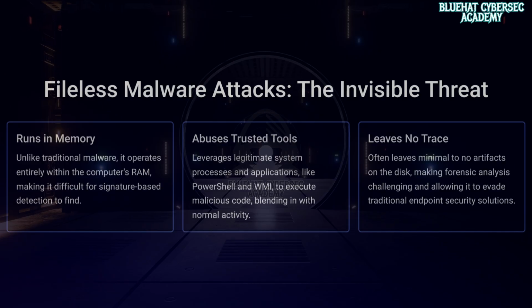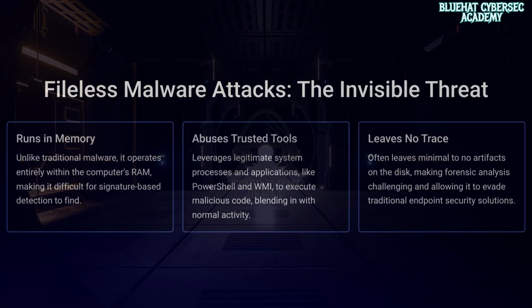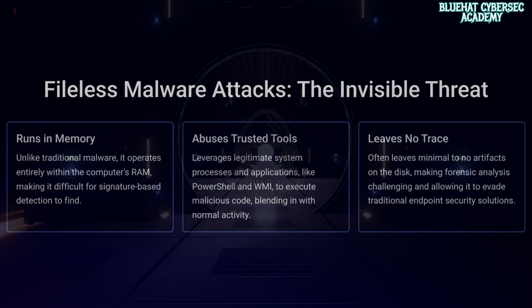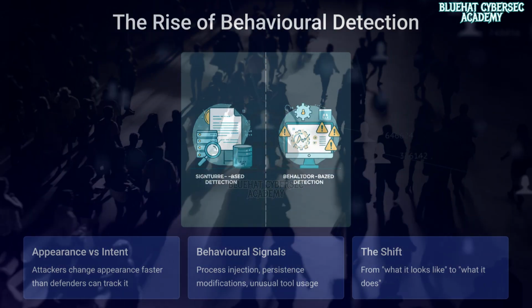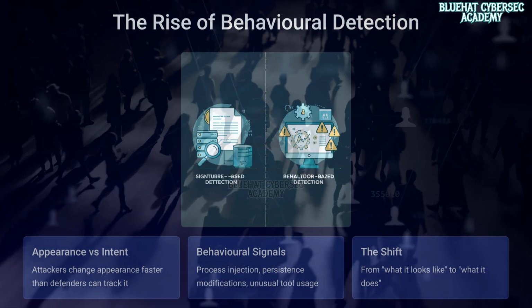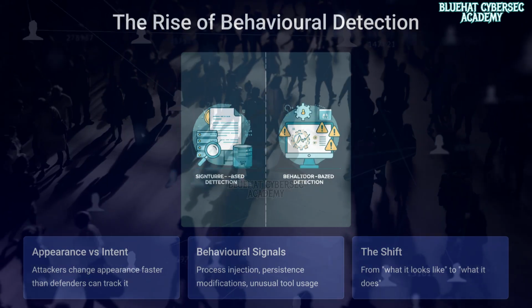Now let us move into something even more modern, fileless malware. And this one is important because it changes the entire assumption antivirus relies on. Instead of dropping files onto disk, it runs directly in memory. It abuses trusted tools like PowerShell, WMI, macros, scripts, and built-in system utilities. Now think about that. Nothing malicious is technically installed in the traditional sense. So what do you scan? That is the problem.